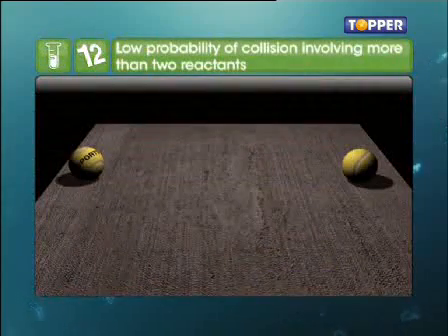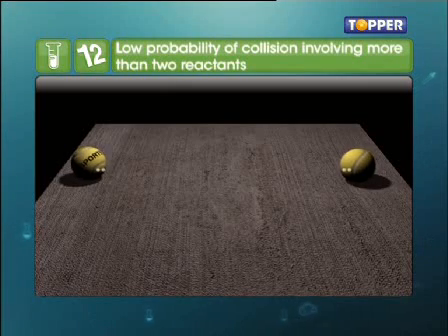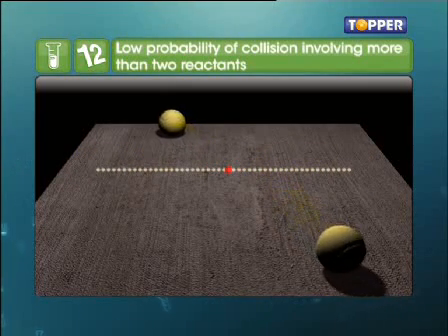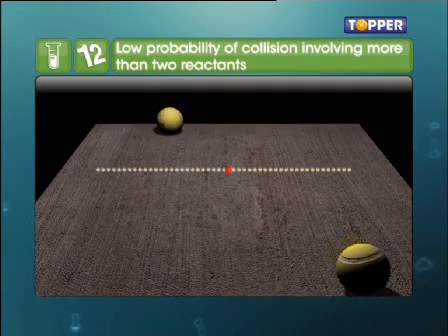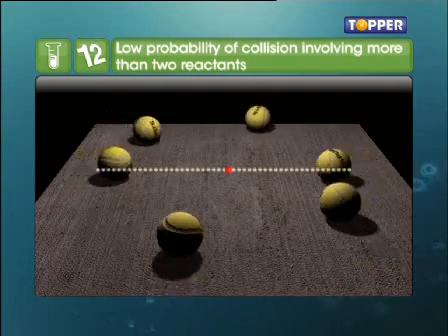Now, some of you may ask, what about reactions with more than two reactants? Well, the probability of that happening is relatively lower. Why? Just imagine rolling two tennis balls on the floor from opposite ends. It's easier to cause their collision. As the number of balls increases, it becomes tougher to bring about a collision of all of them together.